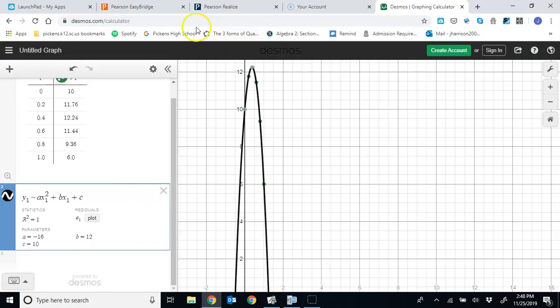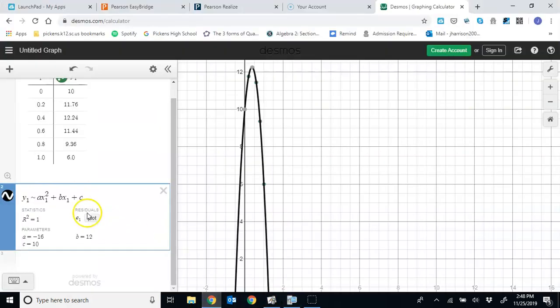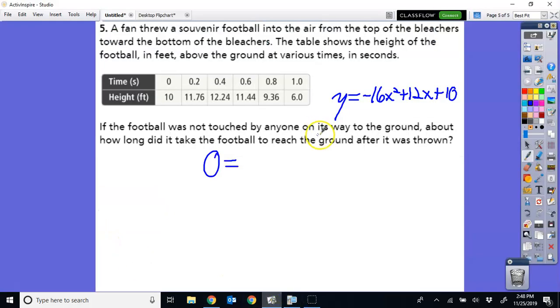This is my equation, and my a, b, and c are given to me on the screen. So all I have to do now is take negative 16 as my a value. So that's negative 16x squared. 12 is my b value, and 10 is my c value. Those right there are my a, b, and c from the problem. And then to find out when it hits the ground, I set this equal to 0 and see if I can solve this. We're going to come back to that in just a minute.